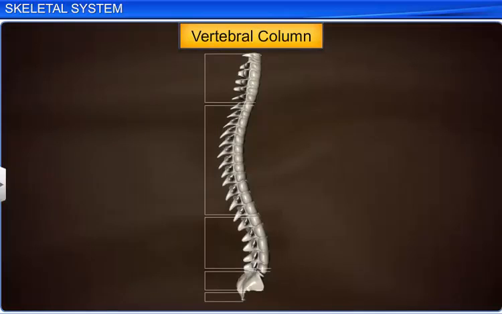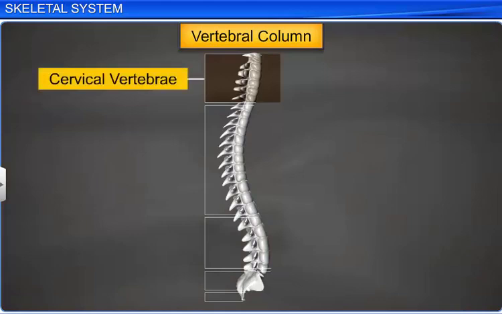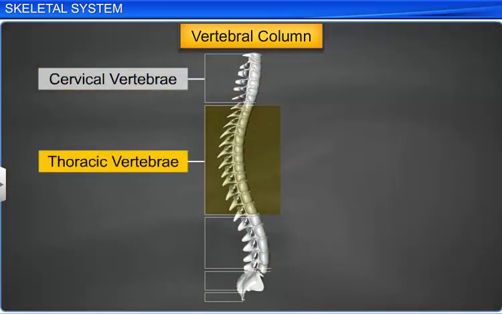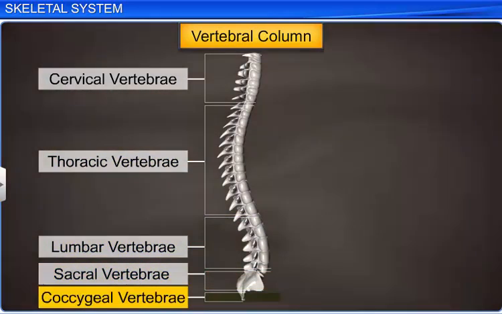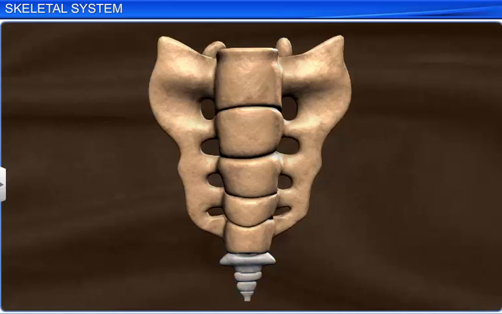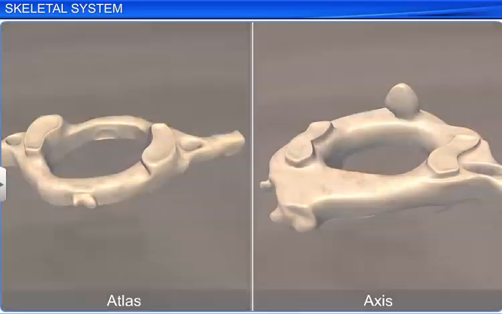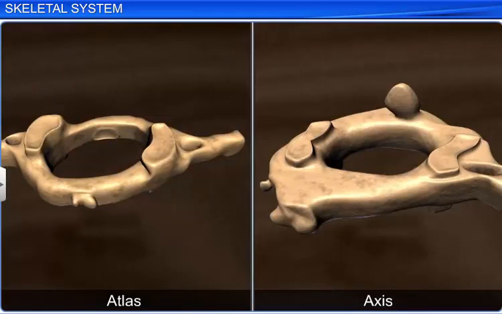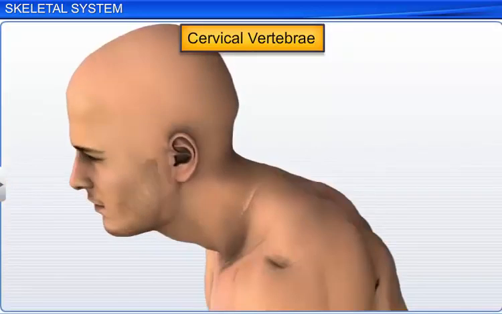The vertebrae are divided into 5 groups according to the region they occupy. The neck region has 7 cervical vertebrae, followed by 12 thoracic, 5 lumbar, 1 sacral, and 1 coccygeal. In adults, the sacral and coccygeal vertebrae unite to form the sacrum and coccyx respectively. In fact, the first 2 cervical vertebrae, called the atlas and the axis, allow nodding and rotating movements of the head.